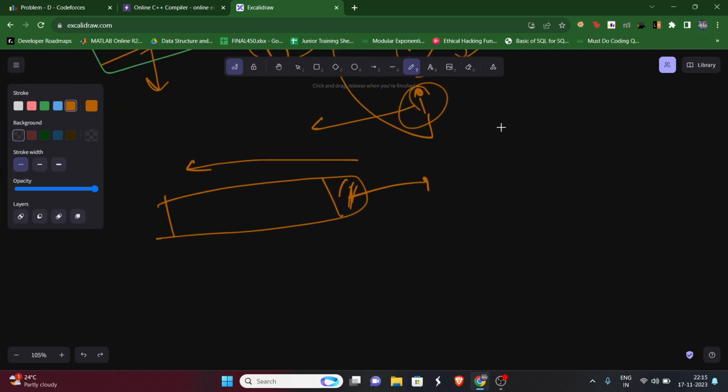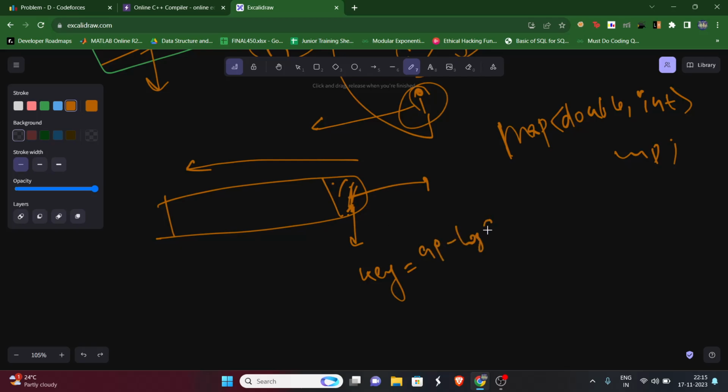So we'll have a map of double. Why double? Because the log value can be in decimal points. So we can have a map of int to double, and initially there will be no values in it. First we will calculate its key, which is nothing but a[i] minus log 2 base a[i]. Then we can simply add map of key to our answer.